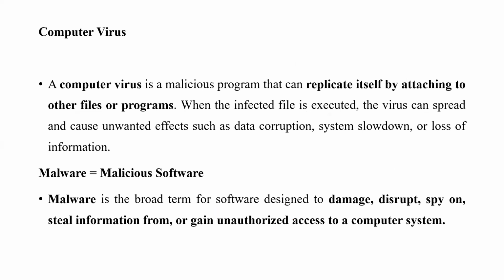First one, what is a computer virus? A computer virus is a malicious program that can replicate itself by attaching to other files or programs. Automatically it replicates and spreads. When the infected file is executed, the virus can spread and cause unwanted effects such as data corruption, data failure, system failure, system shutdown, or loss of some information also.